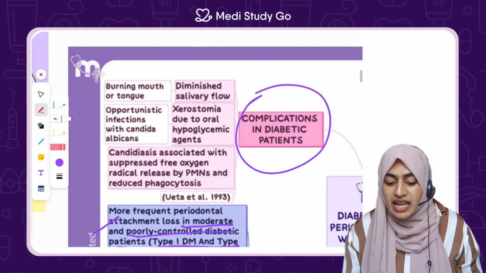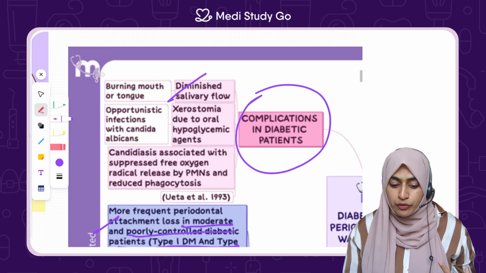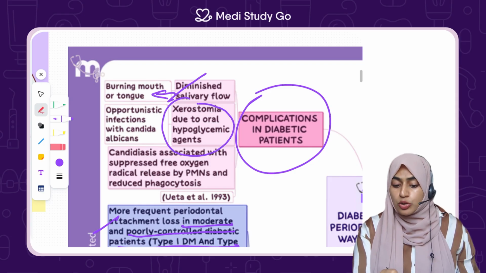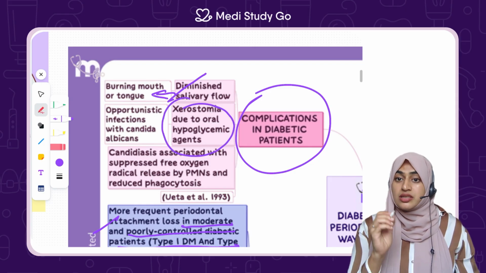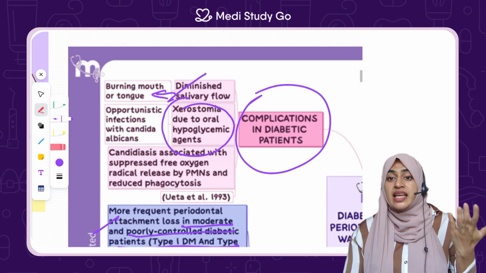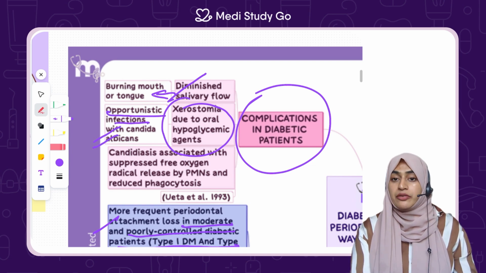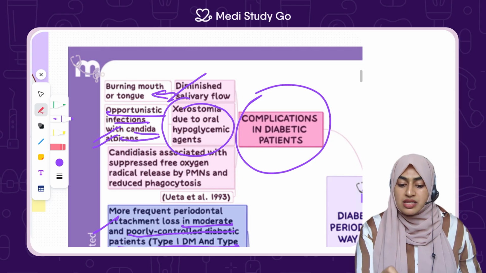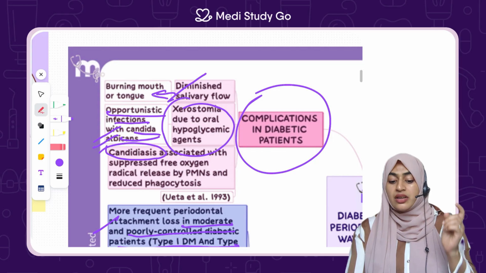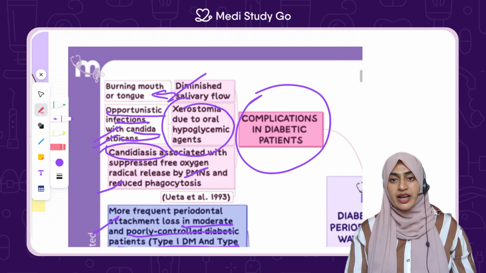Now, other complications seen in diabetes in the oral cavity: you have diminished salivary flow, and because of that it can lead to burning mouth and tongue. Xerostomia is due to oral hypoglycemic agents. Because of hyperglycemia, you will be taking tablets that lead to xerostomia, and because of xerostomia it can lead to opportunistic infections, especially Candida albicans, which is very common. Candidiasis is associated with suppressed free oxygen radicals, which release polymorphonuclear neutrophils, and they are reduced, so there is reduced phagocytosis as well.